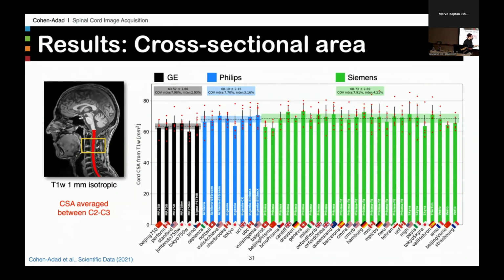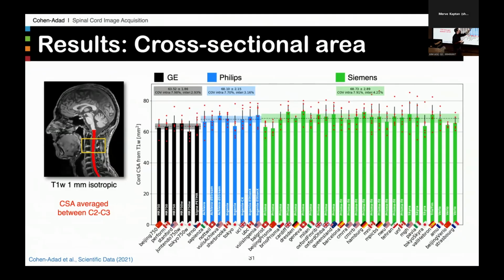the different sites, okay? So we have the site La Sapienza in Italy. They have a Philips scanner, because Philips is blue, GE is black, and Siemens is green. And each red dot corresponds to a participant, okay? And so what is displayed here is the mean of each participant. And the dashed line here is the mean across participants and sites for a given vendor.